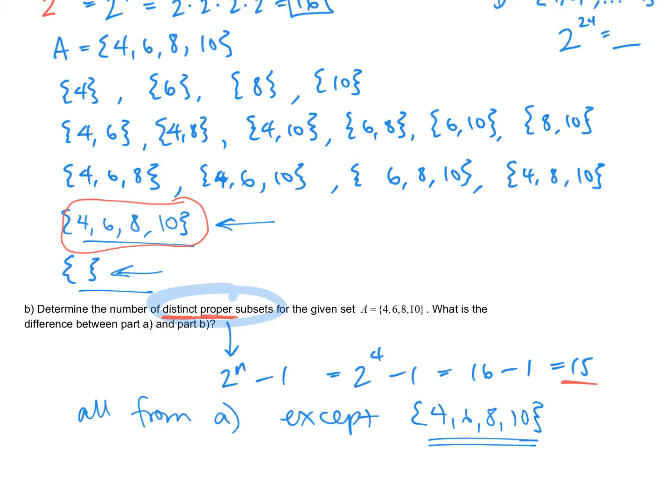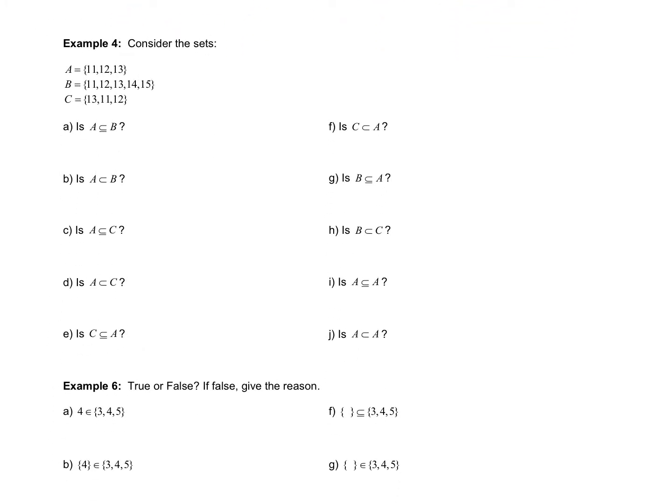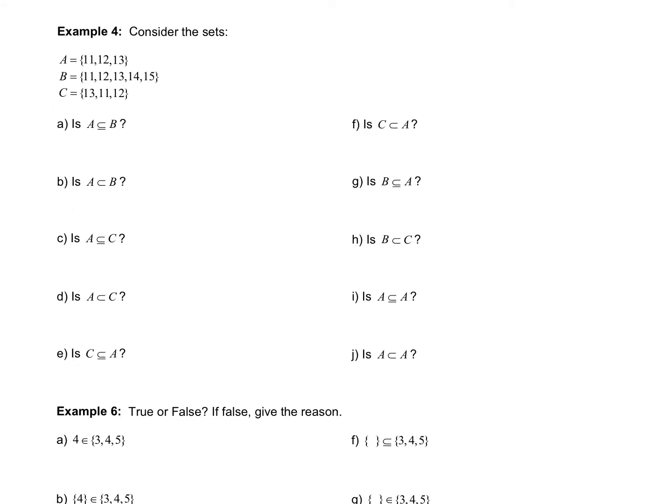Okay, moving on to the next page. Consider the sets. I've got A: 11, 12, 13. I've got B: 11, 12, 13, 14, 15. I've got C: 13, 11, 12. So now I've got a whole list of questions here. Is A, now start reading these to yourself out loud. Remember that, first of all, this means a subset.